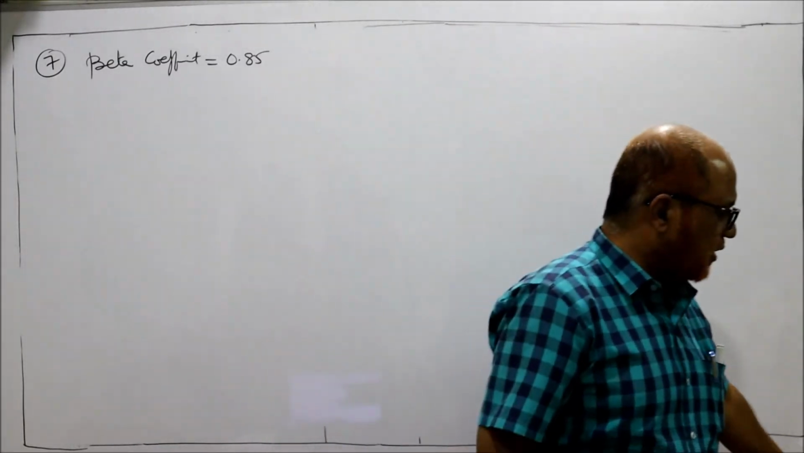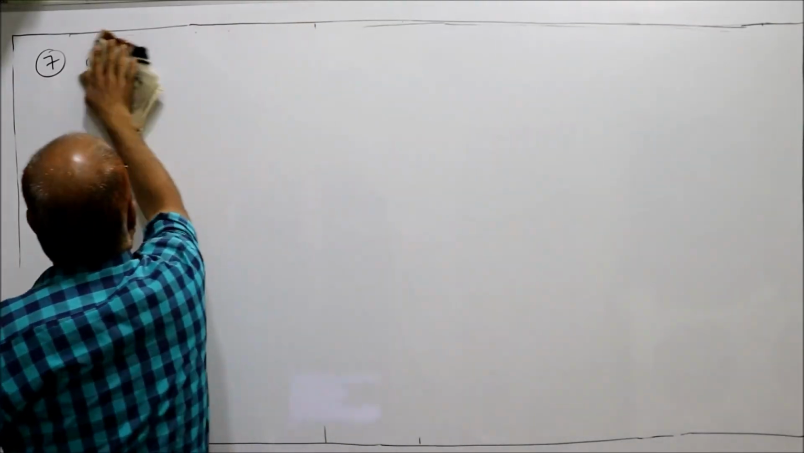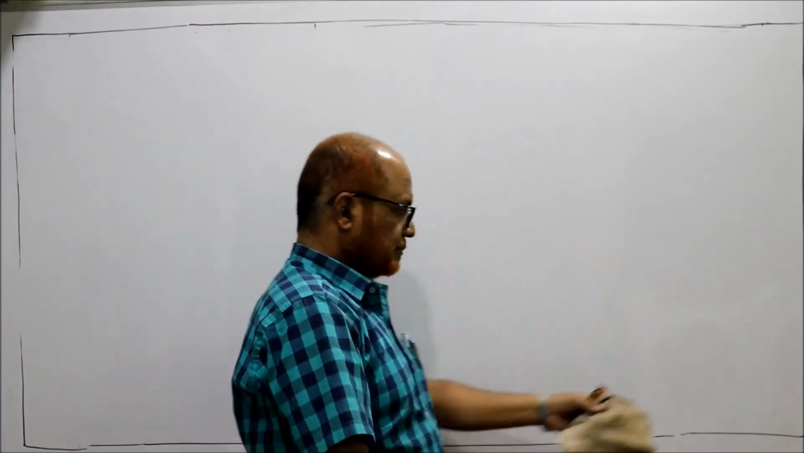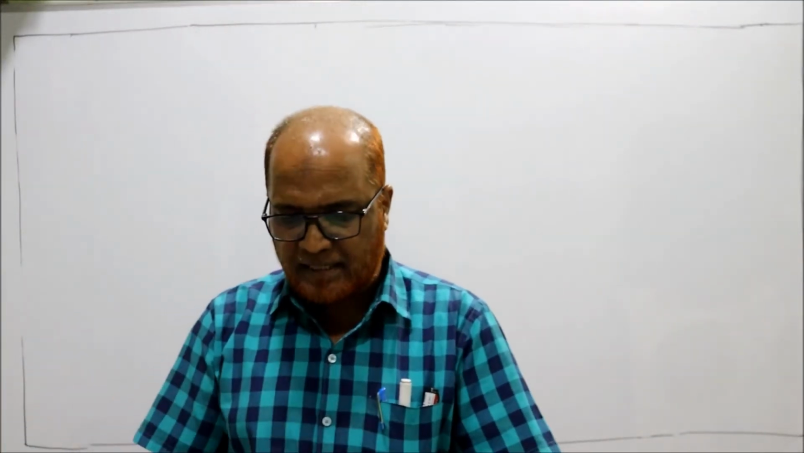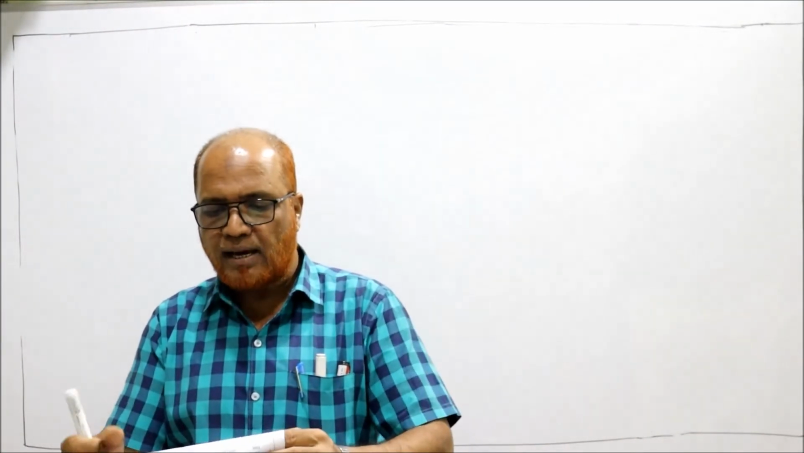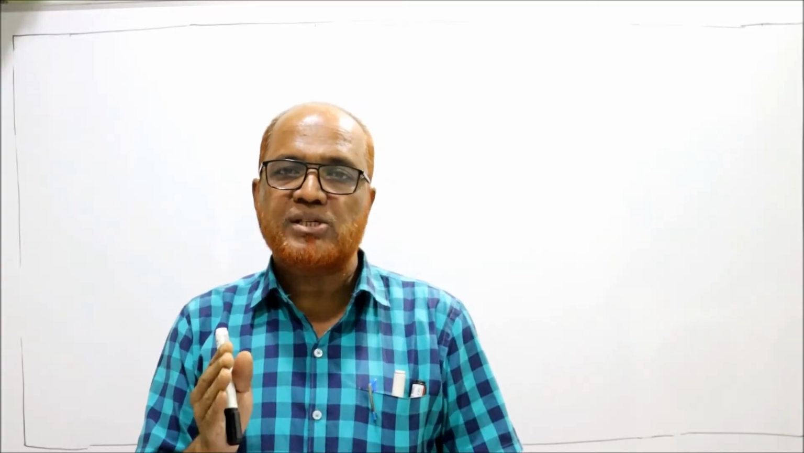Now I am moving on to the next problem. 8th one. Problem number 8. The following are the returns of UTI and BSE index. UTI, Unit Trust of India, and BSE, Bombay Stock Exchange Index, that is Sensex. So year 1, 2, 3, 4, 5, 6, 7, 8. 8 years data is given.